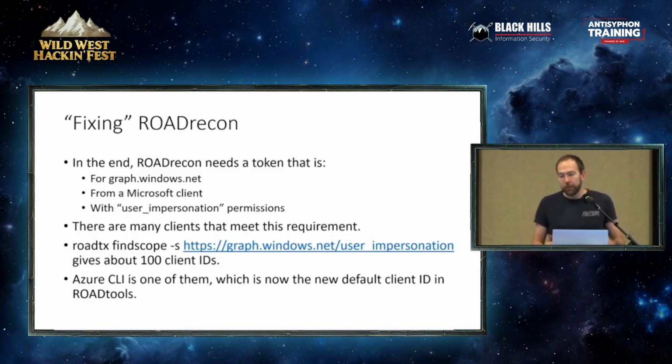Like the Graph PowerShell module, that's blocked. That one doesn't work anymore, even though it has the right scopes. But the Azure CLI is for now the replacement. So in the new code that I'm going to push, the Azure CLI will be the default client ID. And we'll actually see that it's going to be a very useful client ID. Of course, this is a temporary thing because this is not going to live forever.